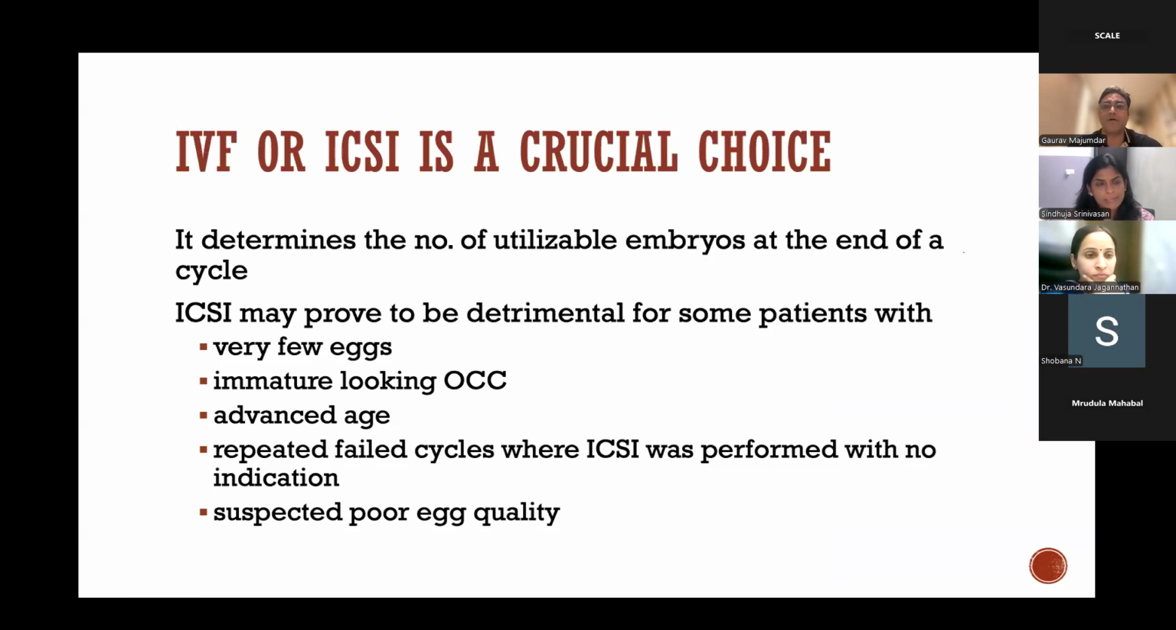So I have underlined this fact multiple times now, that this is a crucial choice, because it determines the number of utilizable embryos at the end of the cycle. And ICSI may prove to be very detrimental for some patients, such as those with very few eggs, with immature looking OCCs, for advanced age, for repeated failed cycles where ICSI was performed with no indication again and again, suspected poor quality. And when we do end up doing ICSI for such patients and we find all eggs are immature, then we are kicking ourselves: why did we do it? Why didn't we leave the eggs with good motile sperm overnight and see if they fertilize? So that's about it.